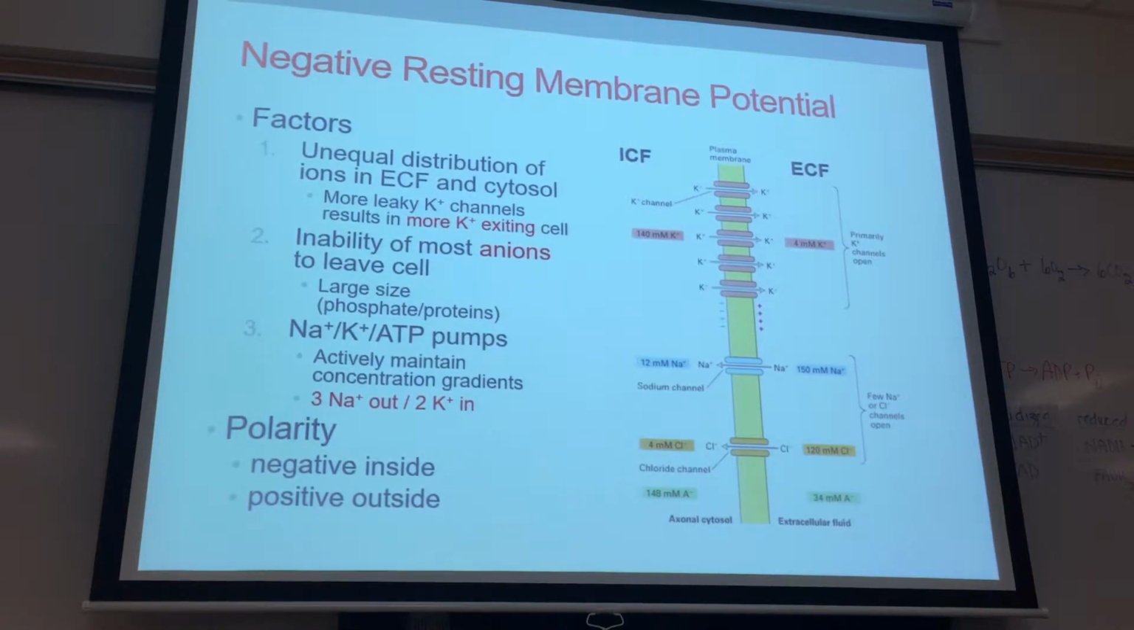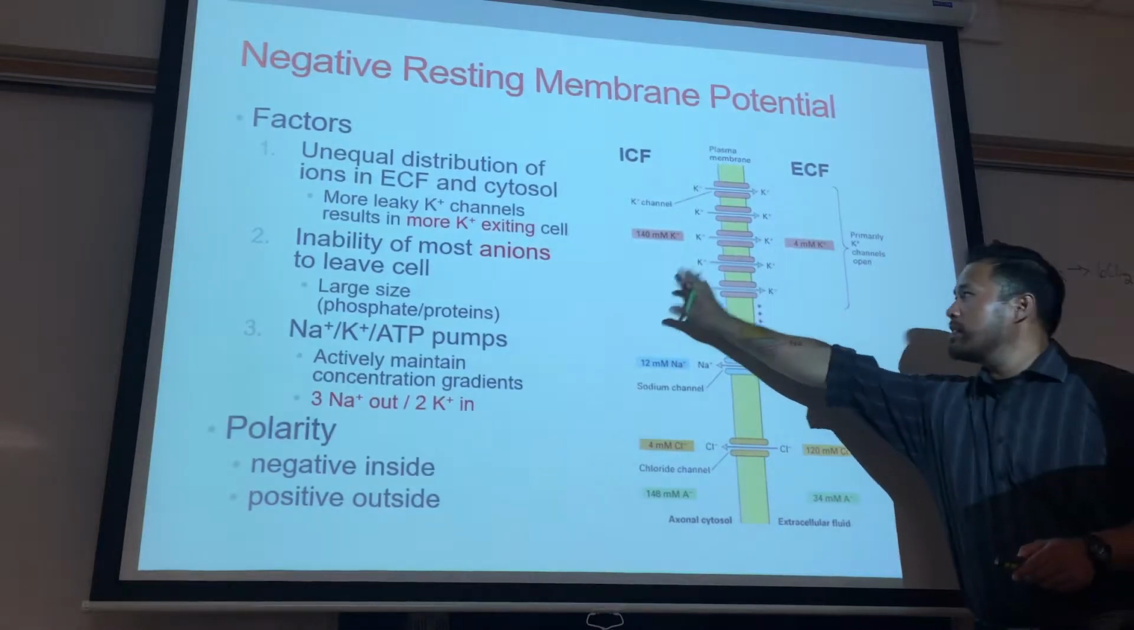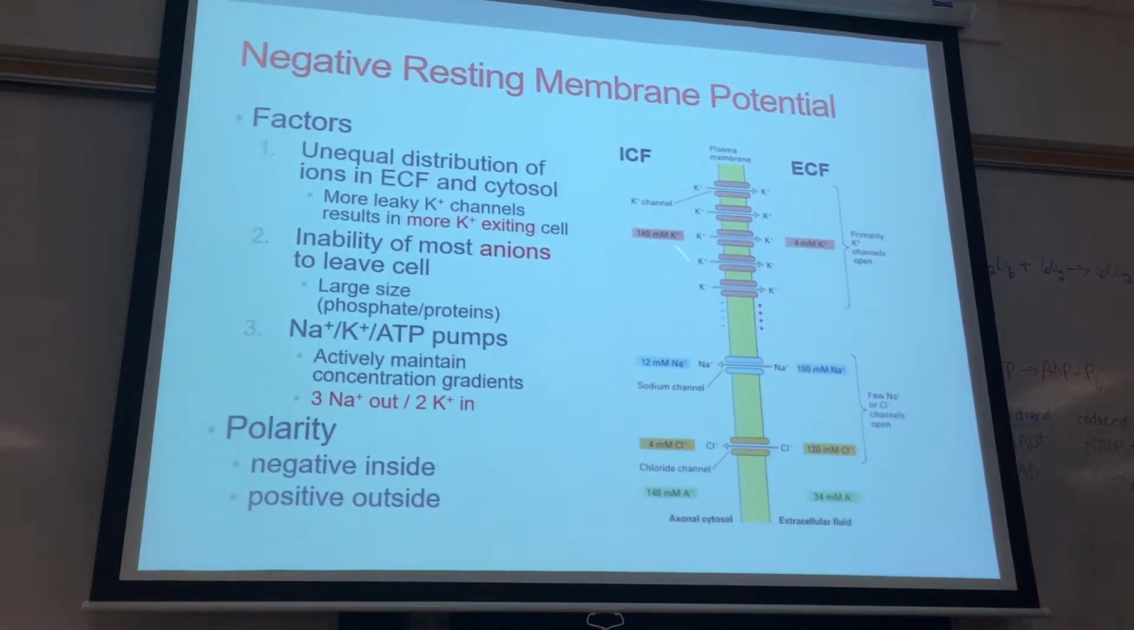We see the unequal distribution of potassiums on the inside versus the outside. And potassium wants to leave. So let's take a look at that. If this is the intracellular fluid, we have positive ions moving out. You already said, what is that going to do for the intracellular side? A positive ion moving out. Make it negative. It's going to make it more negative. So that's the first factor. That's the first main factor for the negative resting membrane potential.